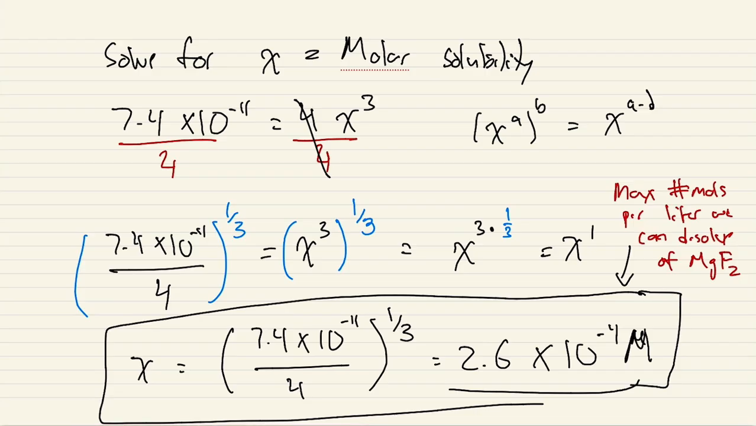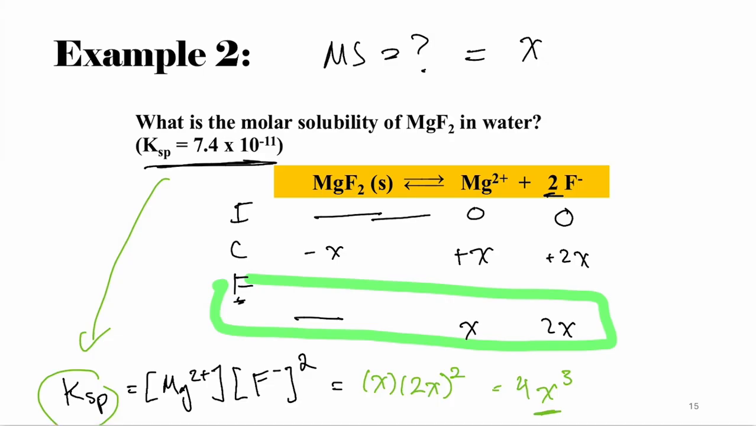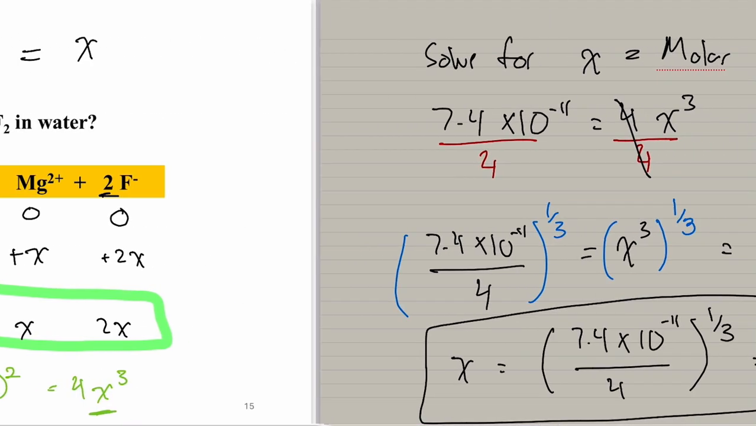Right, and we can rationalize that because if we look back at our ice table, even though it didn't come into play for our equilibrium, that's how much we lose of the solid, right? X here is how much we lose of the solid itself. It's the maximum amount that we're going to dissolve when we reach equilibrium. The only way we can dissolve more or less is if we change the temperature, right? Because that changes KSP.